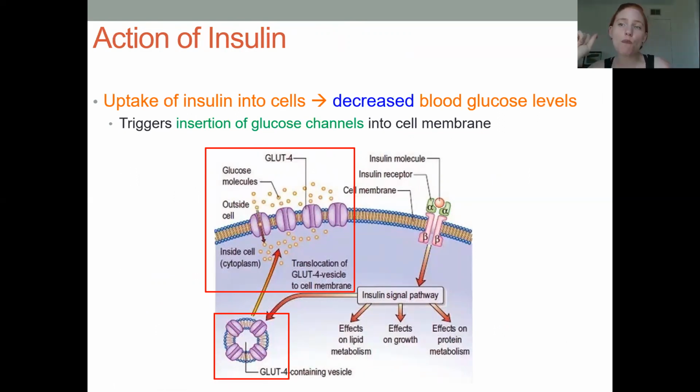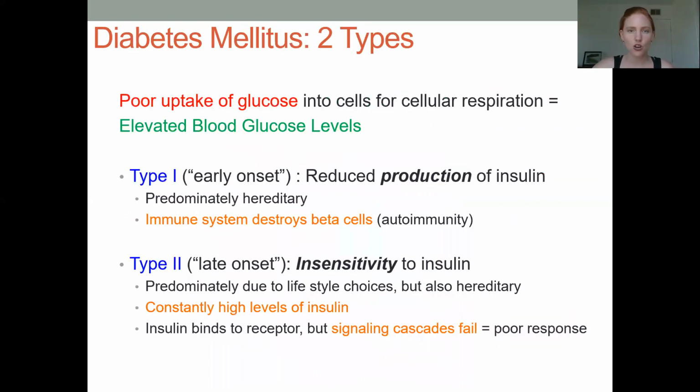If you have too much, that's going to interfere with the signaling pathway, which means that you're not going to get the response. You don't get those insertions of the glucose transport channels, and that makes it so that you can't get the glucose into the cells. Okay, so they're still producing insulin, it's just not working.